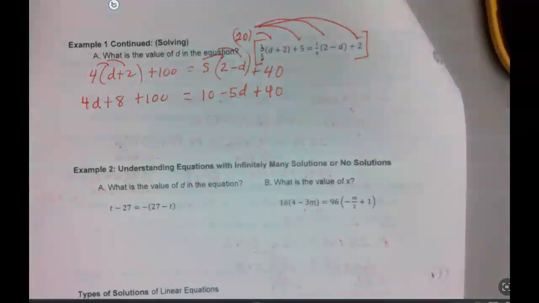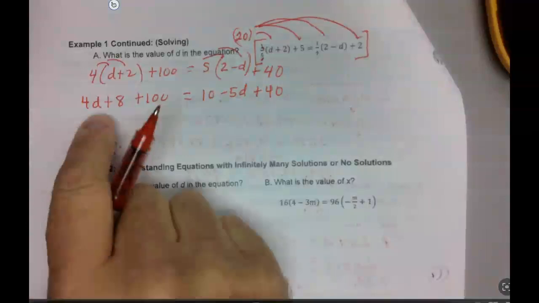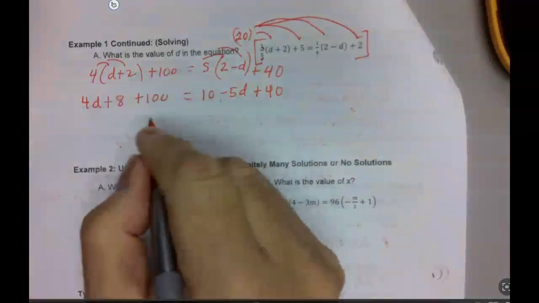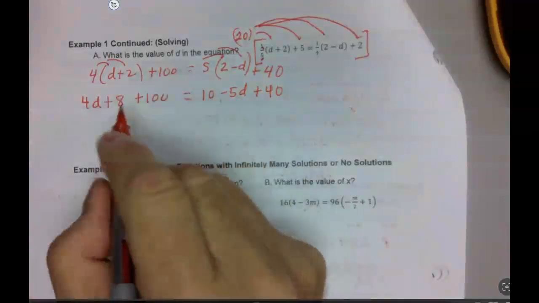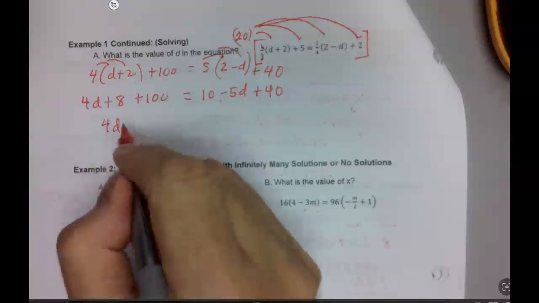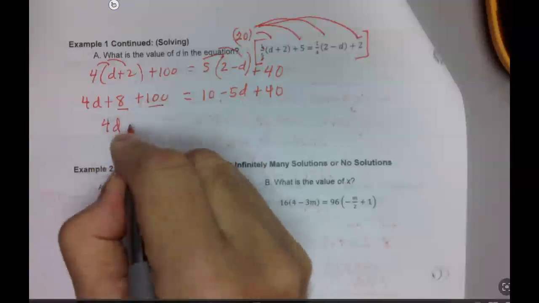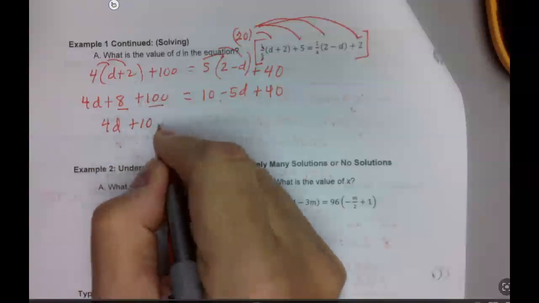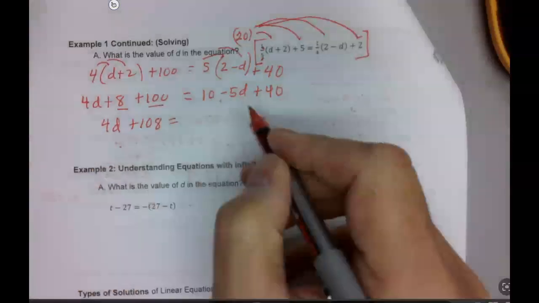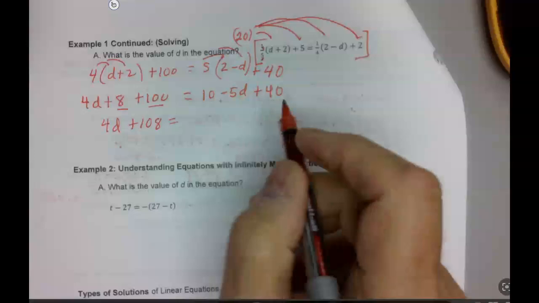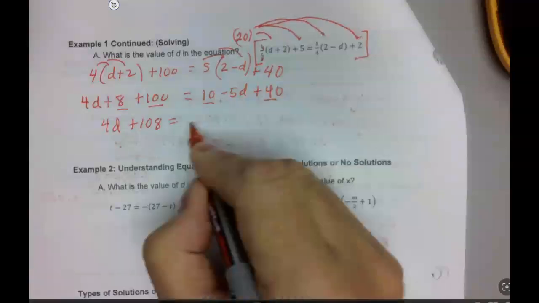Can I do any simplifying? Trent, can I combine any like terms on the left side? Yeah. What can I combine? 100 and 8. What does that give me? 108. There you go. Thank you. And then what can I combine on the right side? 10 and 40, right? What does that give me? 50.